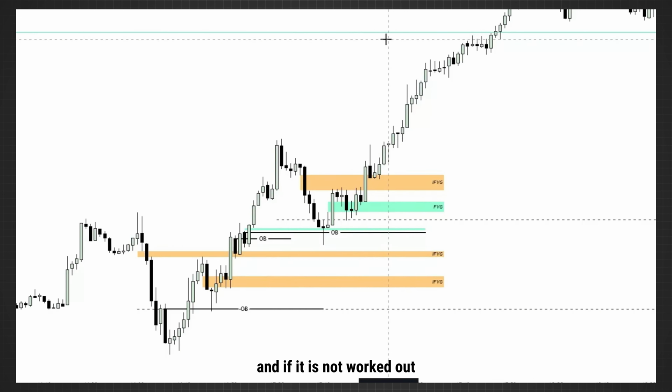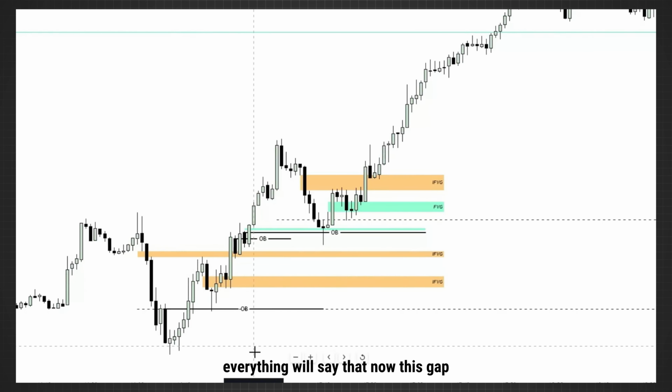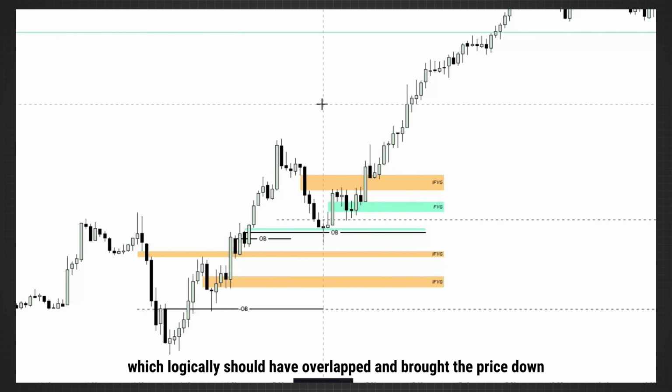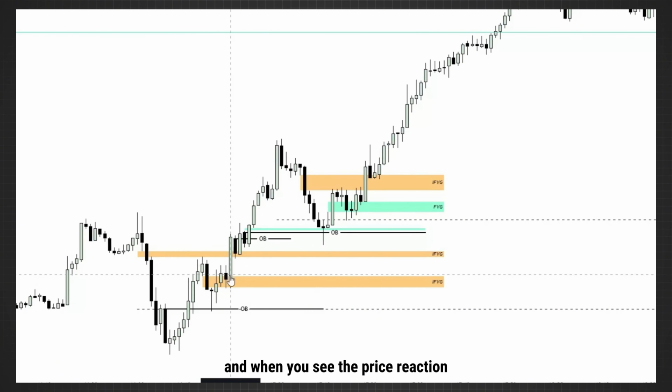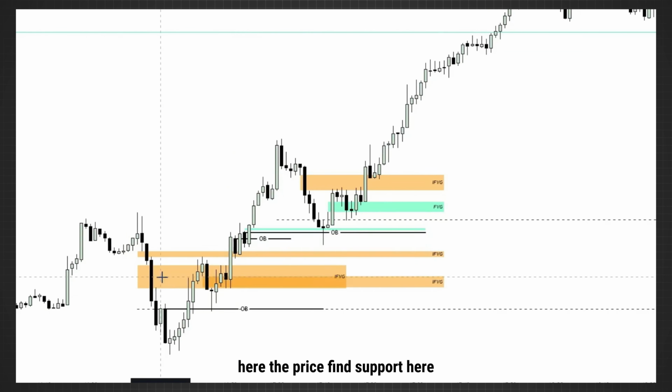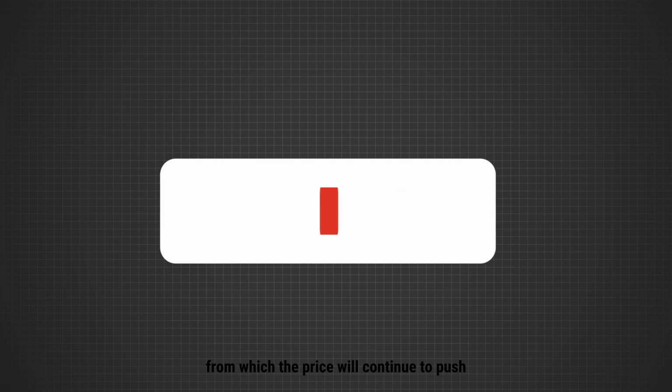And if it is not worked out, that is, we assume that the price will move up, everything will say that now this gap, which logically should have overlapped and brought the price down, will now act as a support for further price movement. And when you see the price reaction, how it fixes behind this gap, you realize that this is an inverted gap. Here the price finds support. Here is another gap. That is, this inverted gap was formed in a larger gap. All this tells us that there are reference points from which the price will continue to push.